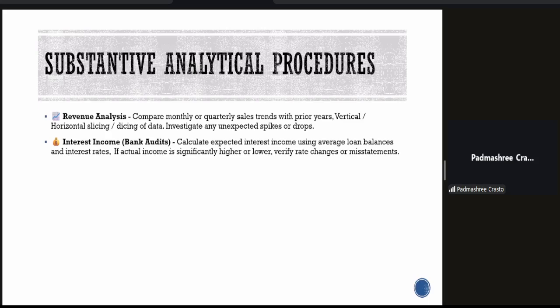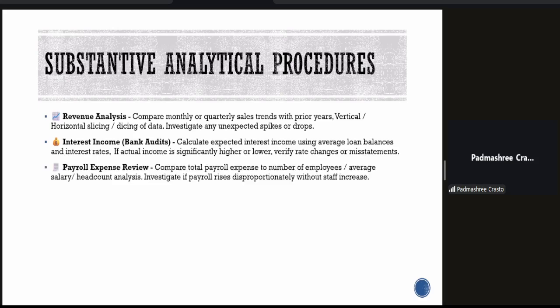Interest income, say for example, bank audits, you can calculate the interest income using average loan balances, interest rates. So this is reasonability analysis. If the actual income is significantly higher or lower, then you can look at RBI circulars, you get the PLR, reverse PLR, all the rates, apply directly and then generate the interest and then compare it with the actual. It becomes more reasonable and it gives you higher assurance.